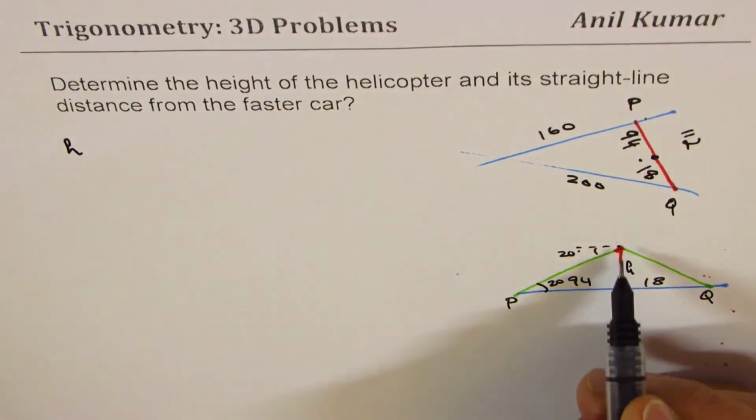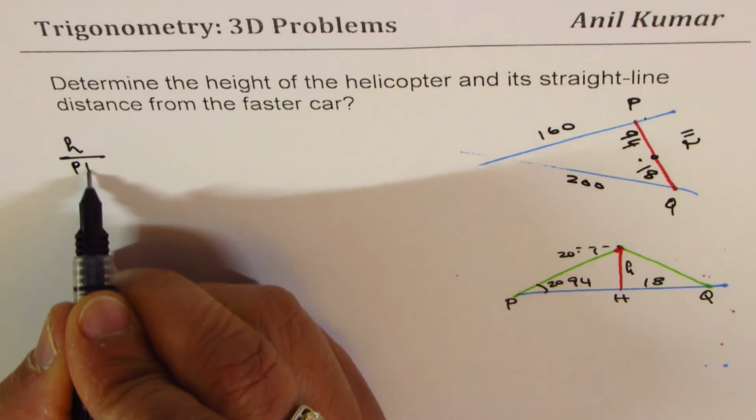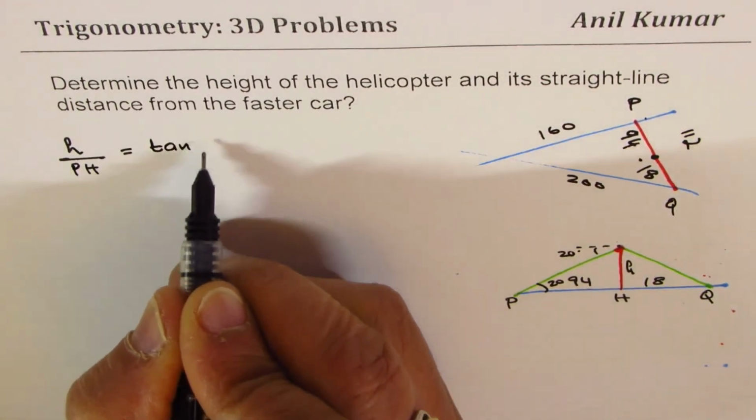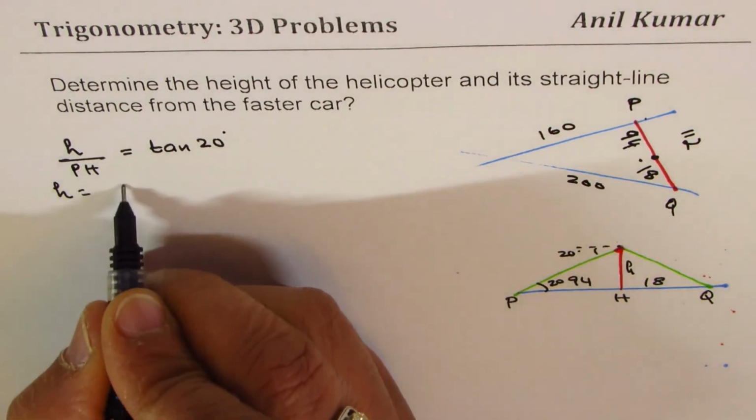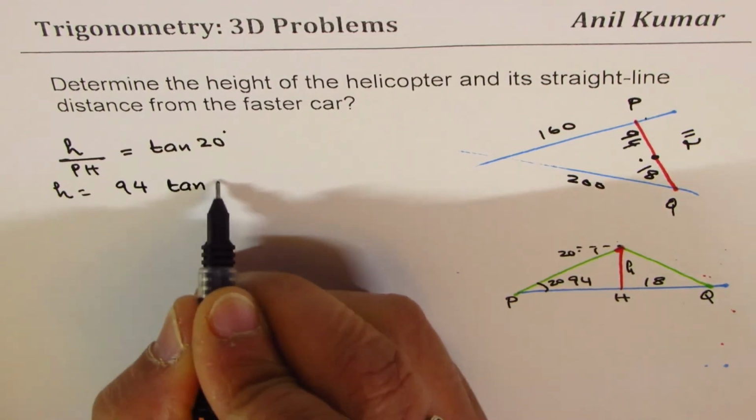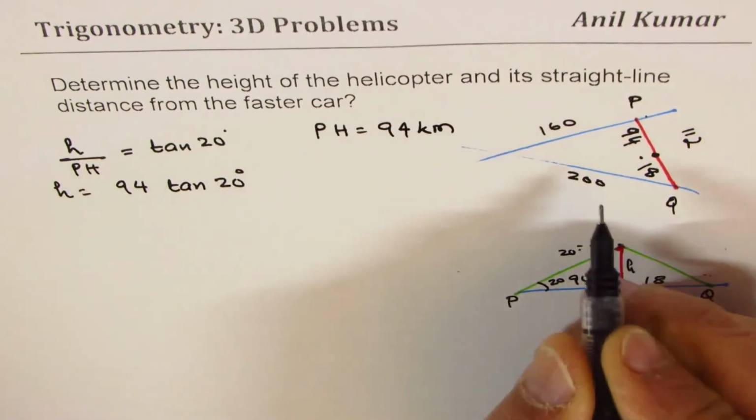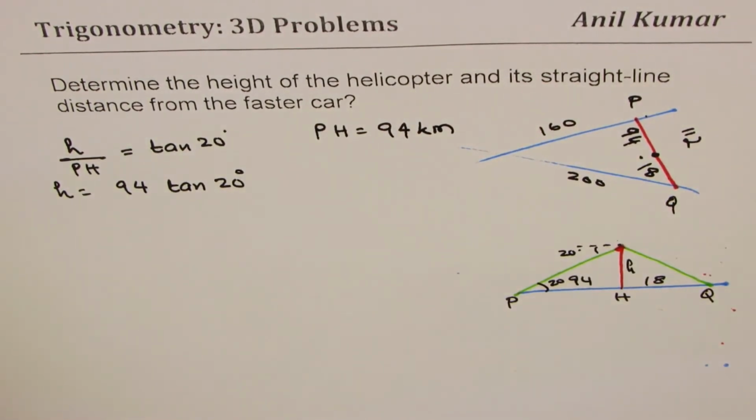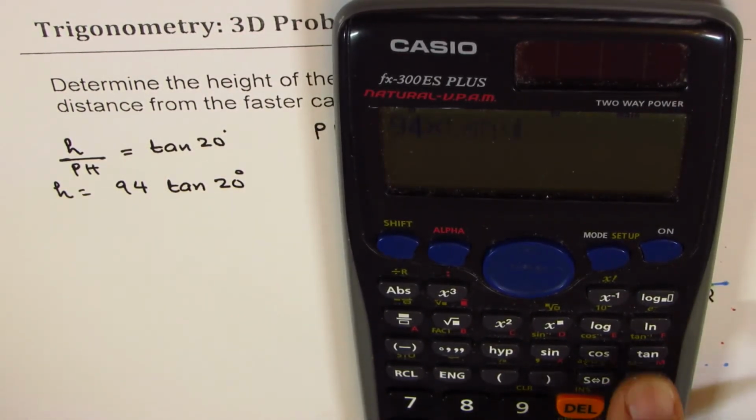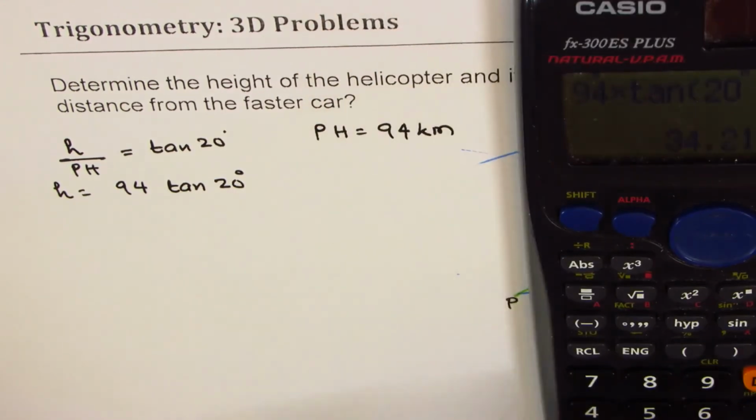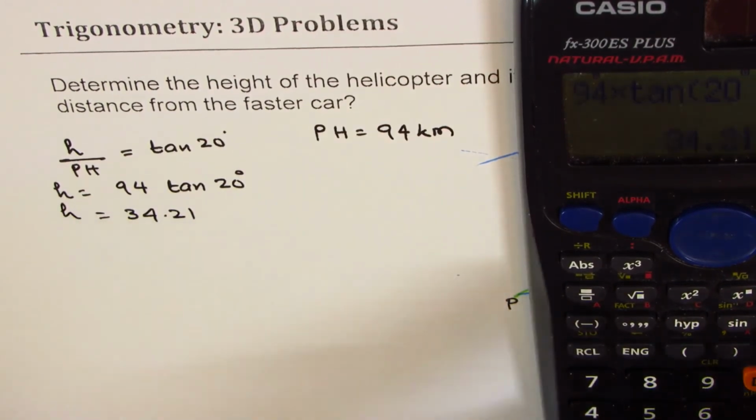Now in this particular situation, let's find the height h. So height h over pH equals tan of 20 degrees, correct? So height h equals 94 times tan of 20 degrees, since pH equals 94 kilometers. Is it okay? That is what we calculated. So we can use the calculator to find the height. So we have 94 times tan of 20 degrees, which is 34.21. So that is the height of the helicopter.